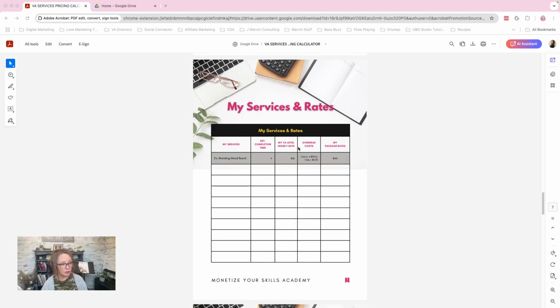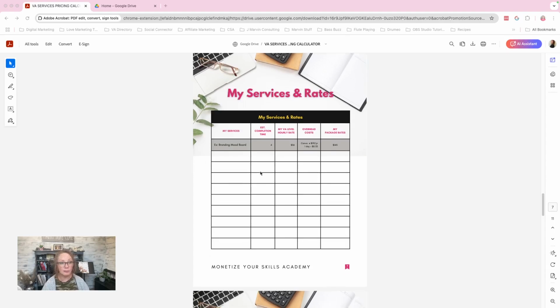Then what are your overhead costs? Maybe you have a creative job that you're doing, or a client that you're only doing creative things for, and you have to have a Canva account. That Canva account costs you money, right? So we're going to factor that in here. And then once you have all that determined, you can say, okay, these are what my package rates are going to be. So maybe you're going to have a package of, I don't know, let's say 5 hours a month, right? And you're going to charge $145 or whatever, okay? But this is how you determine that, okay?